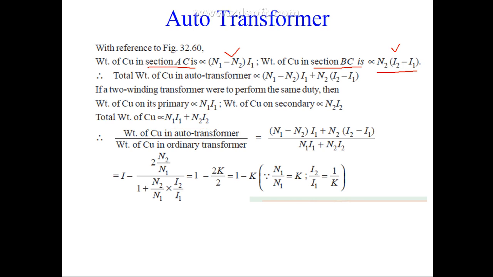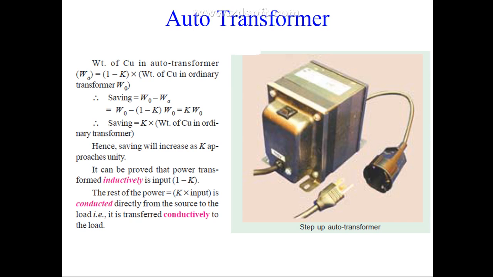So when you are comparing, we will get the weight of copper in the auto transformer is this one and the weight of copper in the ordinary transformer will be this one. Right? When you solve this and take the common N1 I1 plus N2 I2, you will get this equation. And as you know, N2 by N1 is K, and I2 by I1 is 1 by K. So you will get (1 minus 2K) by 2, so this is 1 minus K. So you can write weight of copper in auto transformer is equal to (1 minus K) into weight of copper in ordinary transformer.